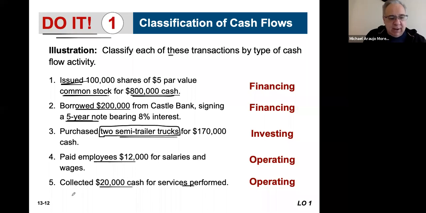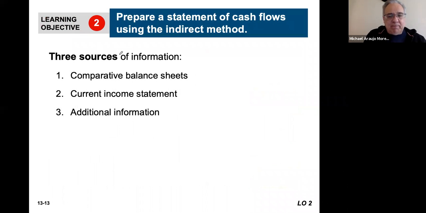Learning objective 2 is really about preparing the cash flow statement. We're going to prepare it using something called the indirect method. Okay, there's the direct method, there's the indirect method. The indirect method is significantly more popular because it's easy to do.